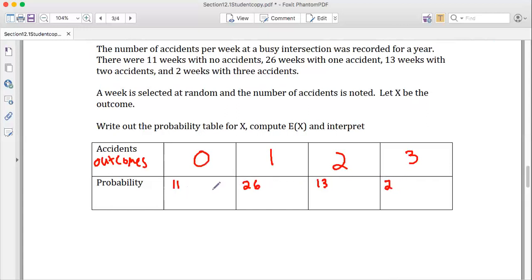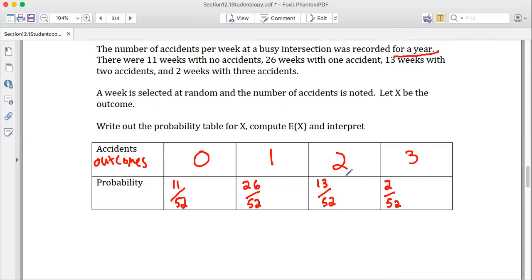But are these probabilities? No, they're not quite right. Probabilities have to be somewhere between 0 and 1. They should be proper fractions. So what I have now is actually referred to as frequency. How can I make these into probabilities? I want to divide by 52 for each of these. Why 52? Well, we said we recorded for an entire year, and we have 52 weeks in a year.